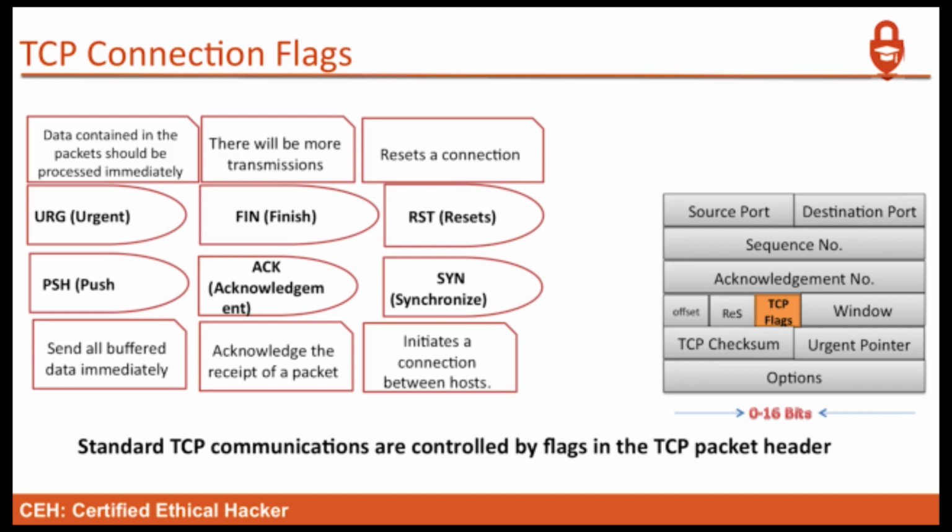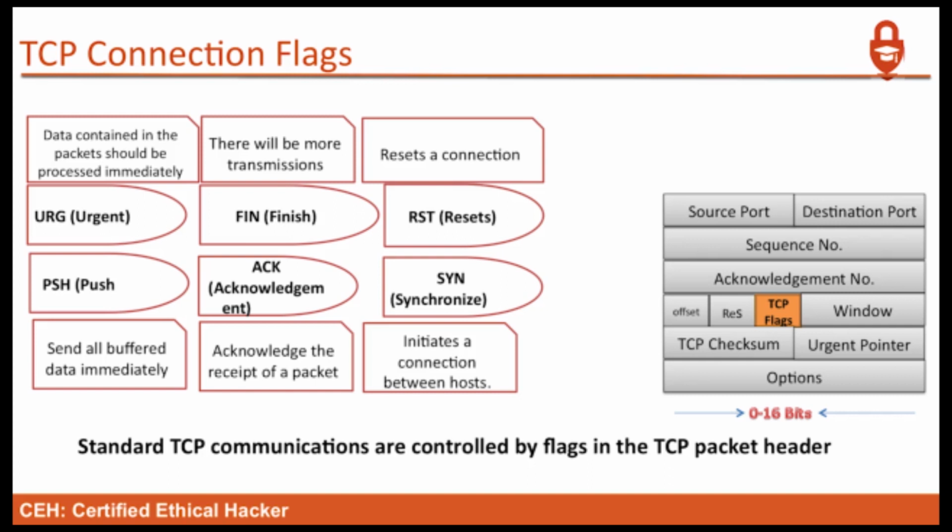So we have URG and FIN. URG is urgent, FIN is finished, RST is reset, and then we have PSH, which is push, ACK, which is an acknowledgement, as in acknowledged, yes sir, I got it, yes ma'am, I got it, and then SYN is a synchronize packet, or a flag. Data contained in the packet should be processed immediately if it's urgent, and FIN means there will be no more transmission because we're finished. After a FIN, there will be no more communication from me. RST resets a connection, and PSH sends all buffered data immediately. So push all the data right now, don't store anything else, just push what you've got.